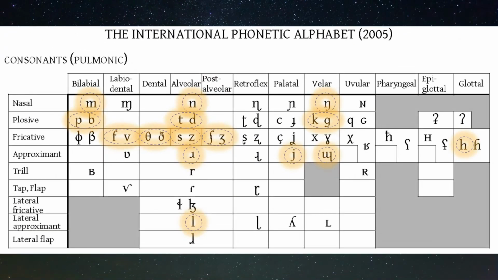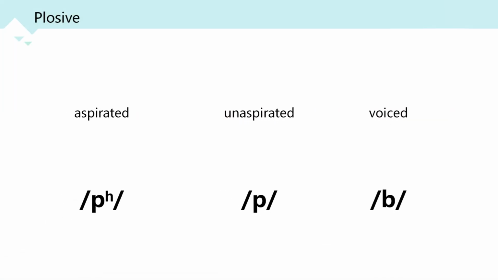Returning to the IPA consonant chart, I have highlighted all the consonants available in English for you guys. Now let's focus on plosive consonants. These three pairs of consonants are common across many languages. It's crucial to distinguish between aspirated, with a burst of air, and unaspirated sounds. Understanding these differences can significantly ease your journey in learning new languages.